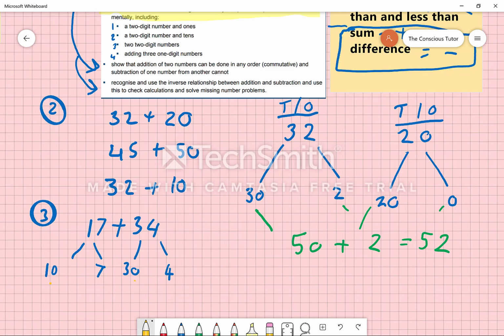10 add 30 is 40, and then 7 add 4. Children might put 7 in their head and then count on 7, 8, 9, 10, 11. And here we've crossed the boundary, so this is 10 and 1. So this can be combined again. 40 add 10 is 50. And then we had the 1, equals 51 together.